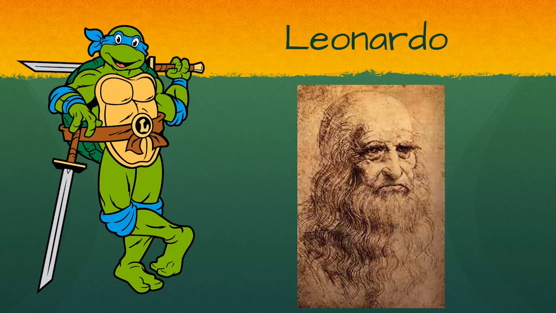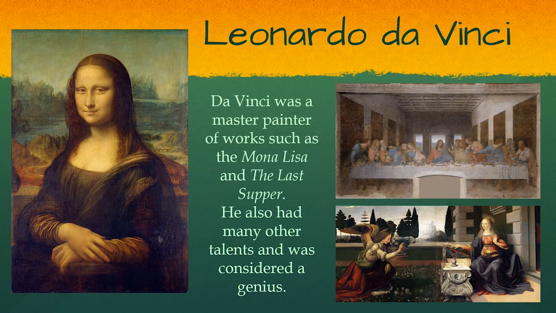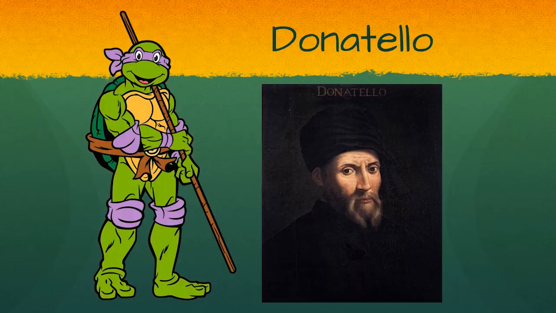First up, Leo or Leonardo. So this Ninja Turtle was named after Leonardo da Vinci, the famous painter who created the Mona Lisa. He's also known for paintings like The Last Supper and The Annunciation, and he was considered a genius. He was a polymath, which means that he was great at many things, including science and math.